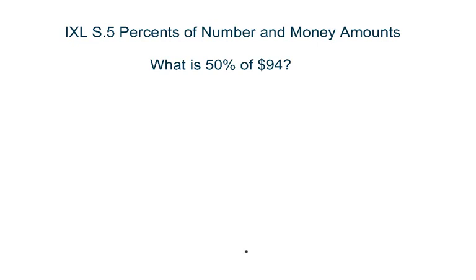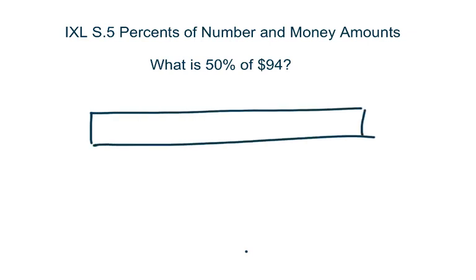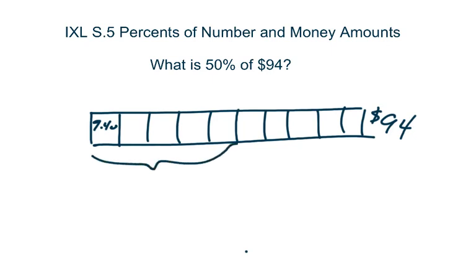So thinking about it with a tape diagram or a bar model, here we have our 10 boxes that are $94. How much is every box worth? 1/10 would be $9.40. Each one is $9.40, and we're going to take 5 of those $9.40. So that would give us 50% right there.